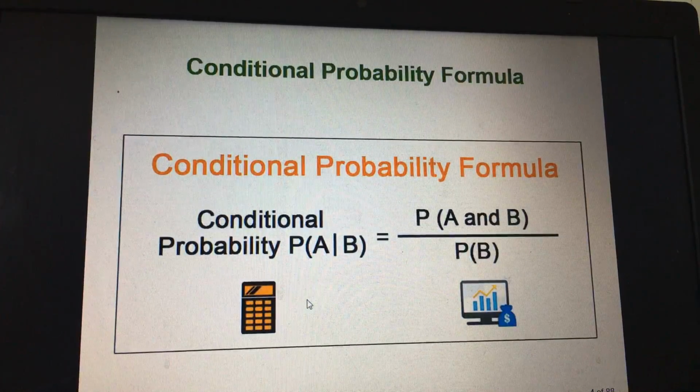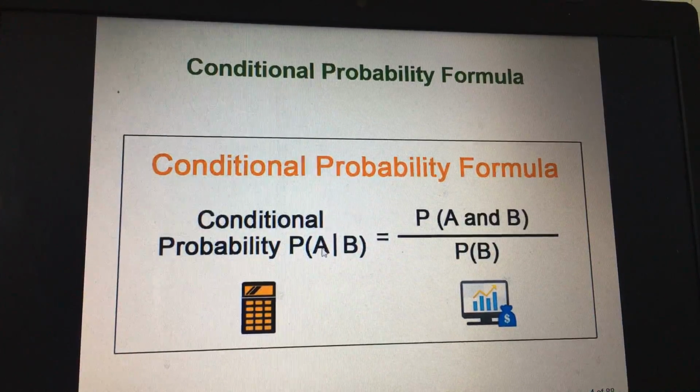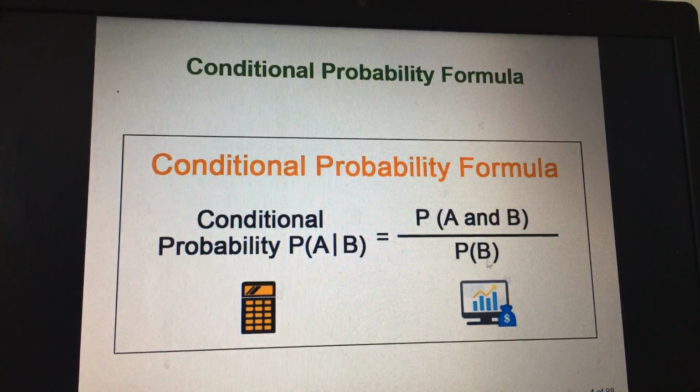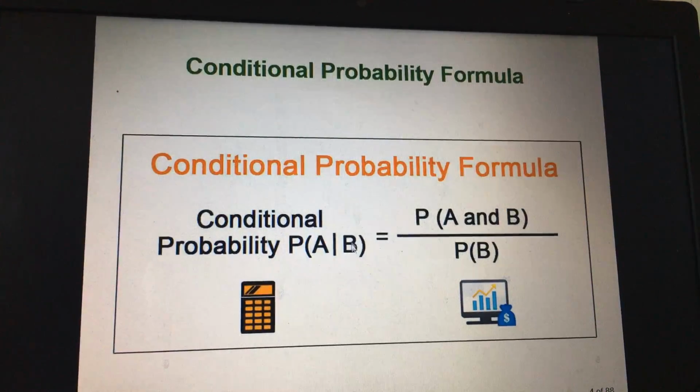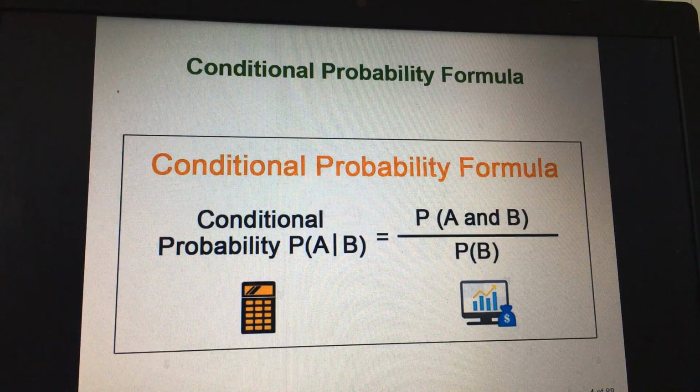Now, this is the formula for conditional probability. The probability of A given that B has occurred equals the probability of A and B divided by the probability of B. What you will have in the denominator will always be the probability of the condition, which is right here. Like I always say, a statistical formula might look like a monster, but when you start using it, you will see that it is not a monster. It actually makes your life easy.